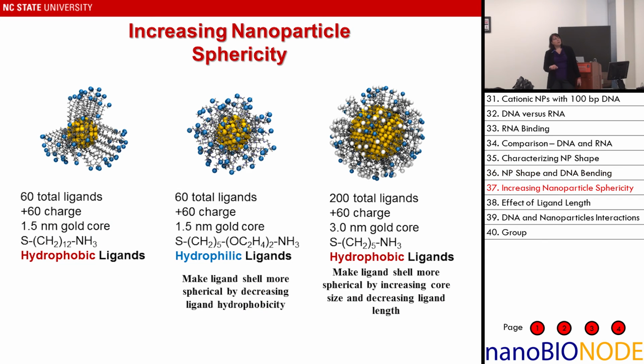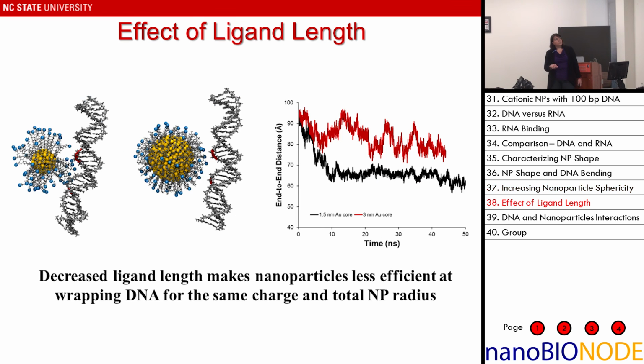This is with PEG ligands, more hydrophilic, so it makes a more spherical particle. And this is just a much larger core. So we increase the core and reduce the length of the ligands. Apparently, if we have a very large core, even though the charges are the same and the hydrodynamic radii are the same, the flexibility of the ligands is reduced because they're shorter, so we cannot bend the DNA as well. So it does not want to bend on a large nanoparticle.